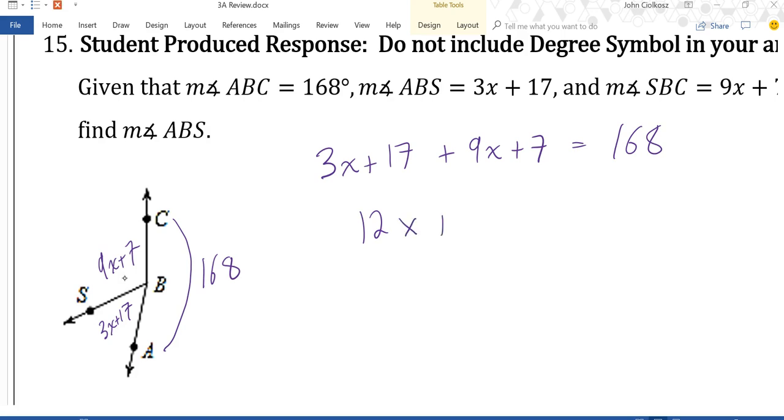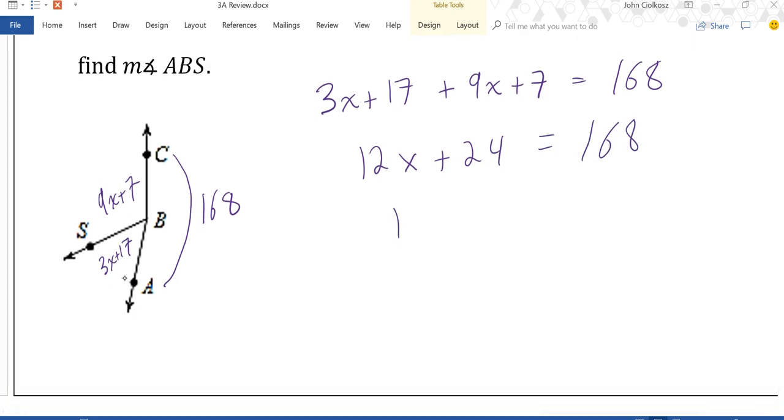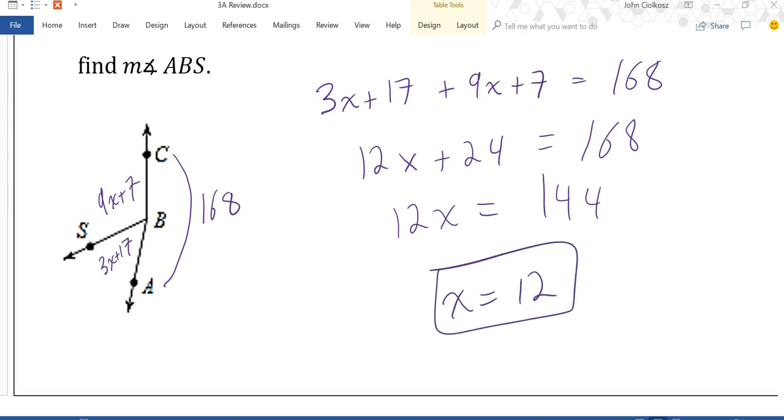12x plus 24, subtracting 24 from both sides, dividing by 12, we'll get x is equal to 12.